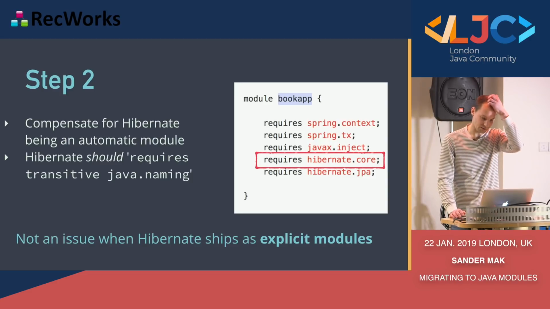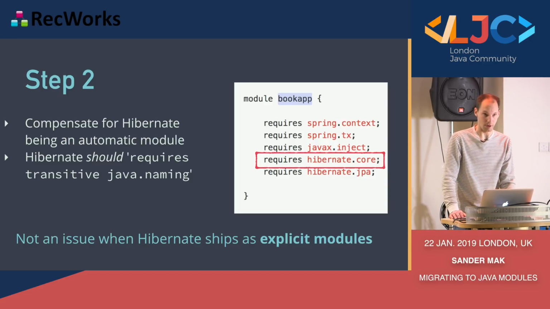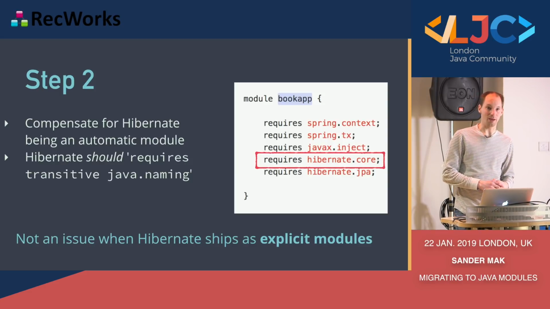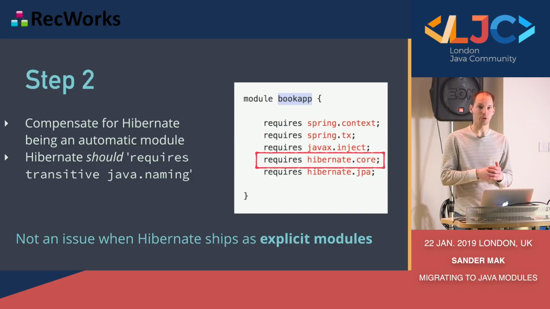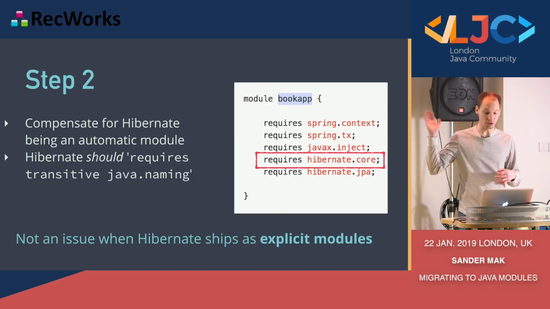Because it turns out that the Hibernate Core API, the Hibernate Core implementation, has a dependency on this java.naming module. When we were on the class path, we could just access any module in the JDK because, well, we're on the class path, we're not in the module world. But we're now in the module world, so we need to be explicit about the dependencies that we have. That also holds for the Hibernate module.